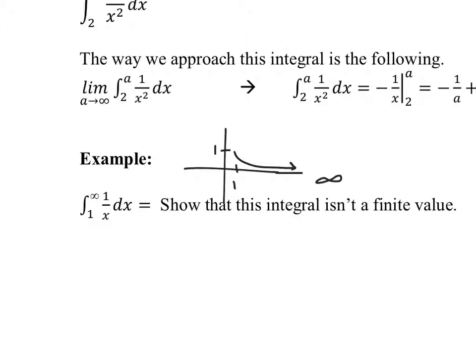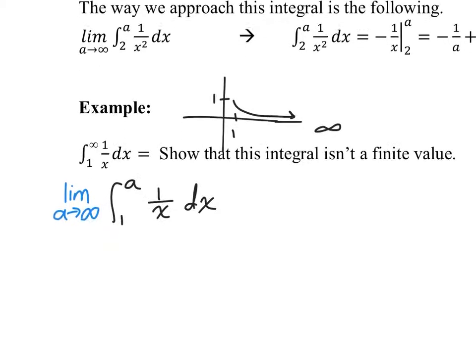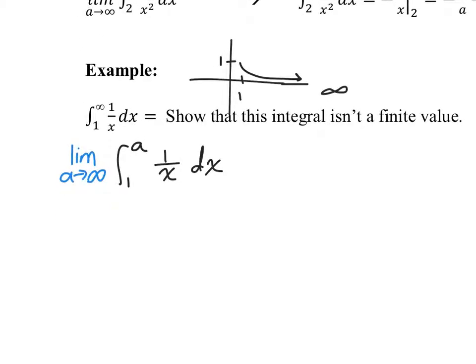So what we do is rewrite the integral. Instead of being from 1 to infinity, we're going to say it's going from 1 to a, where a is going to infinity. So we're kind of taking what would seem to be just a definite integral and making it into kind of a two-step problem.